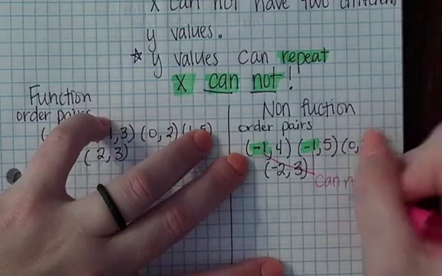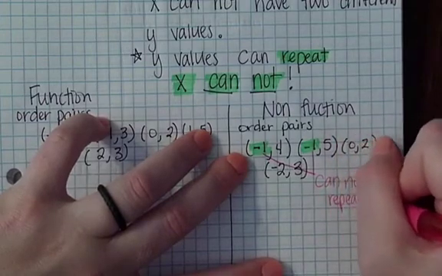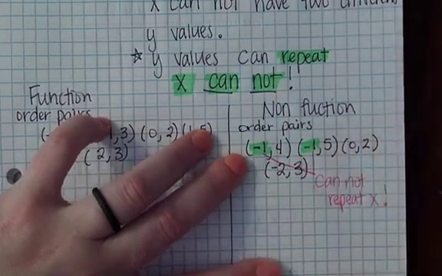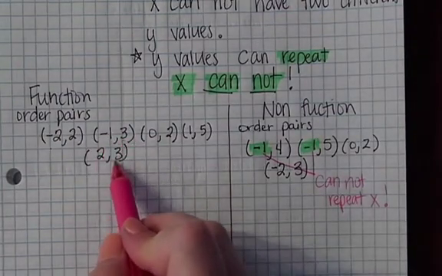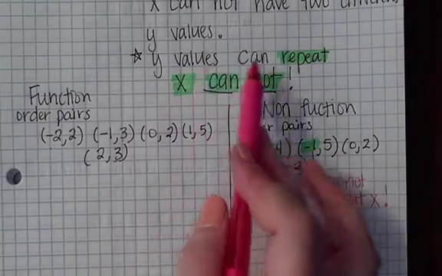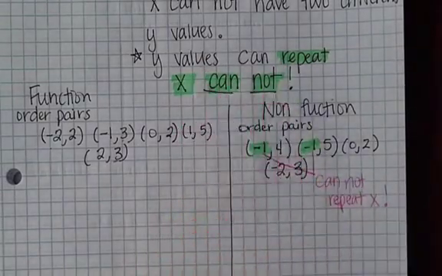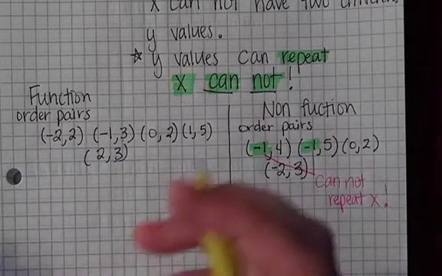Cannot repeat x. Notice here we have a 3 and we have a 3. So y values can repeat, but x values cannot. Okay, let's go ahead and do a mapping one.